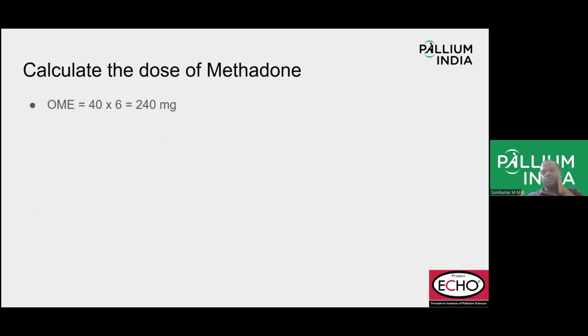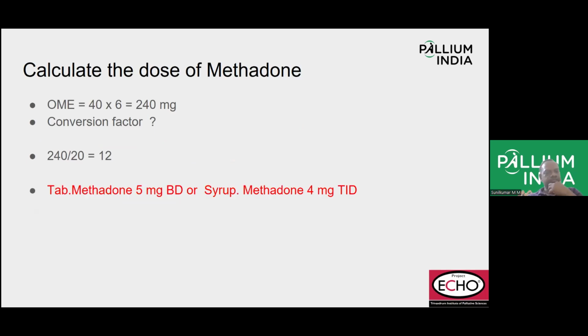So what would be the conversion ratio? He's taking more than 199 milligram of morphine, so the conversion ratio is 20:1. Okay, so 240 by 20, that would be 12 milligram of methadone. So if you have only tab methadone, 5 milligram BD, or 2.5 and 5 should also be okay. If you have syrup, then syrup methadone 4 milligram TID can be given with morphine 40 milligram Q4H on an SOS basis.